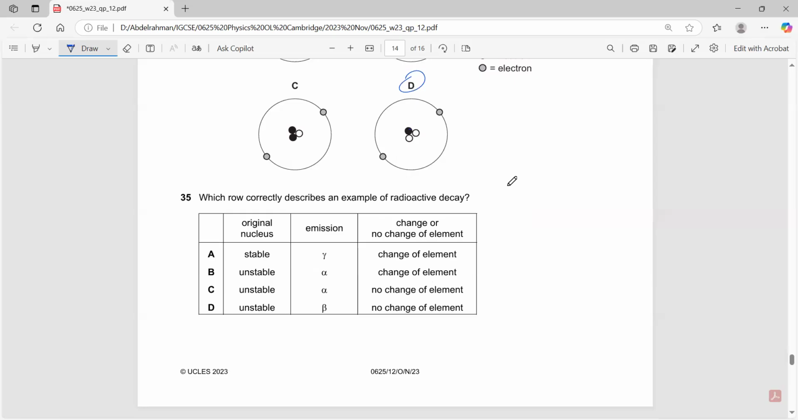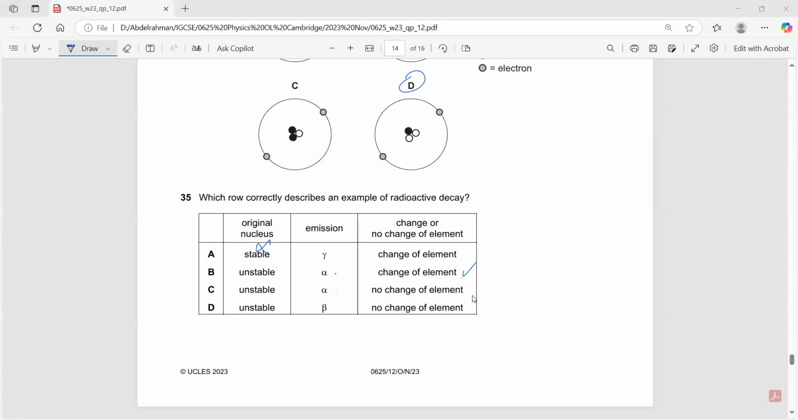Which row describes an example of radioactive decay? Can radioactive decay happen from a stable nucleus? No, it has to be from an unstable nucleus. If it emits an alpha particle, does the element change? Yes, it does change. So the element has to change.